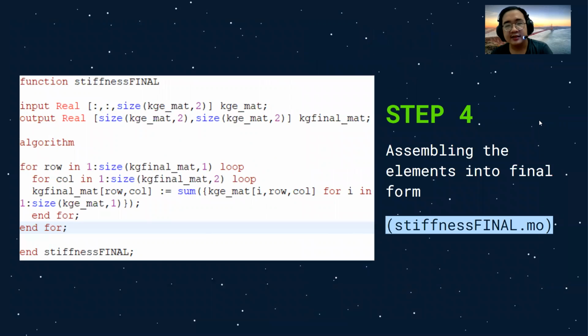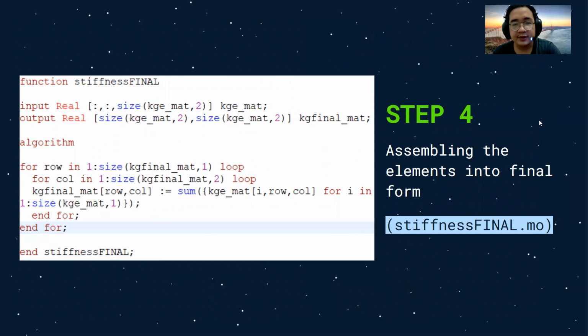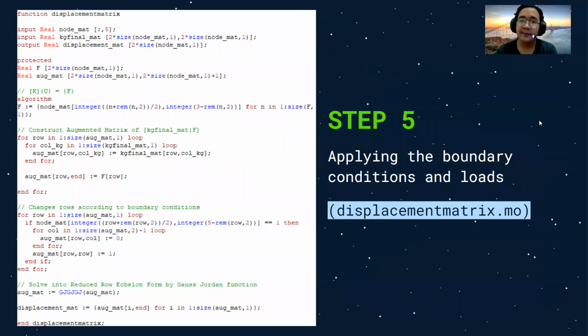Next, assembling the elements into the final form. From the global stiffness matrix, we need to change it into the final stiffness, so OpenModelica can simulate it properly. Next, we need to apply the boundary conditions and loads in the function of this displacement matrix. This step is used to find the displacement matrix.